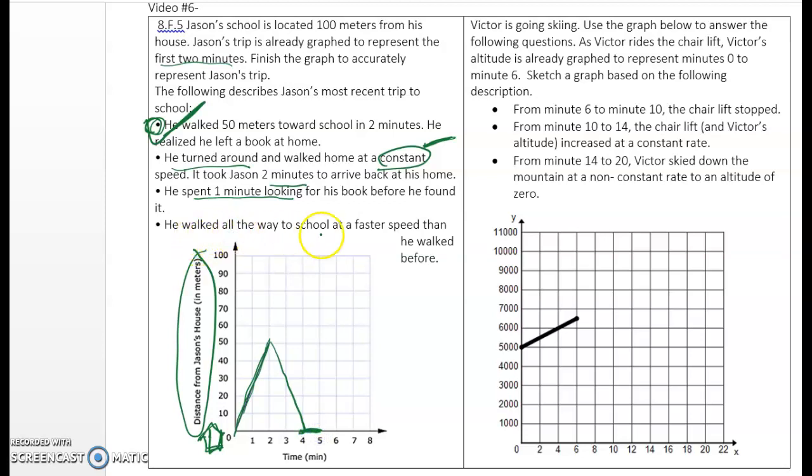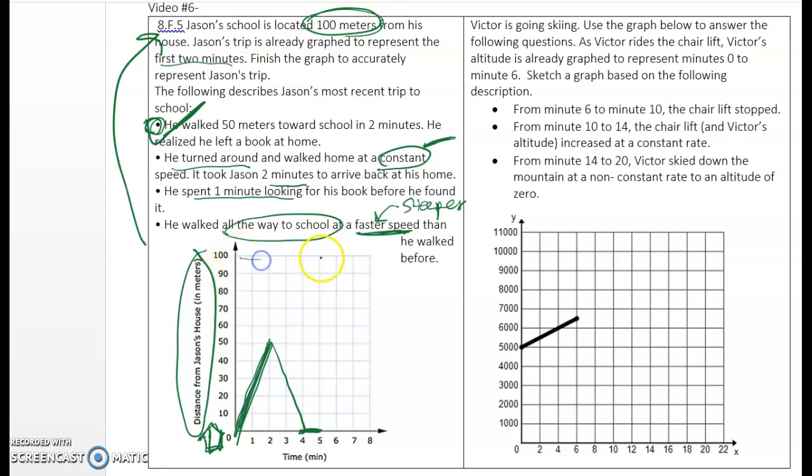Finally, it says he walked all the way to school at a faster speed than he walked before. So a couple of things here. If it's a faster speed, it needs to be steeper than we saw in minute 0 to 2. Additionally, he's going all the way to school. So I have to look back in the problem and see that I was told school's 100 meters away. That's actually where my graph ends, so I need to be ending up at the top here.